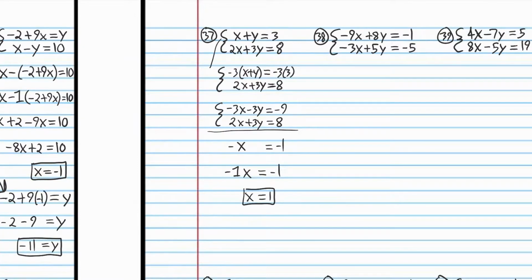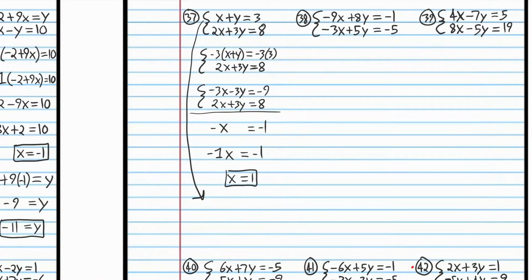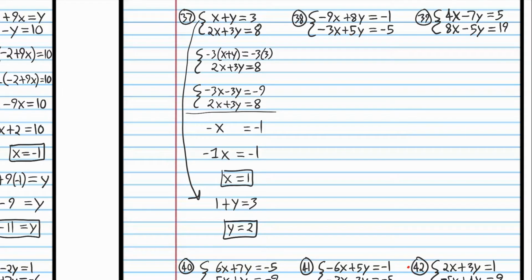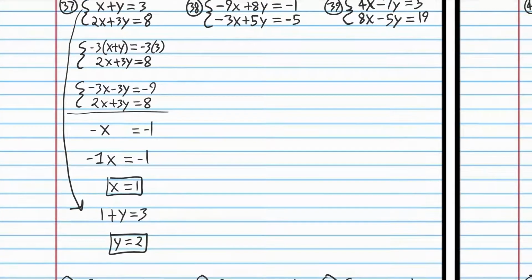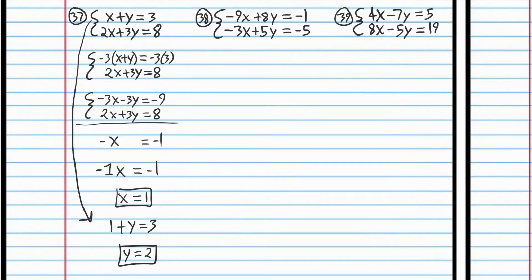So now I'm going to use the top equation. Let's see, 1 plus y is equal to 3. So therefore y is equal to 2. All right, so why don't you try number 38. Number 38 and 39, the same situation. So try 38. When you come back, we'll do it together.